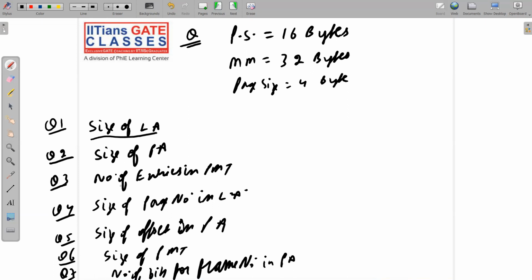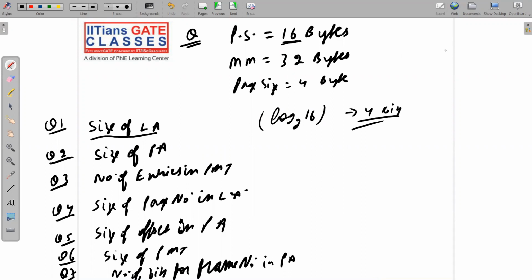What is the size of logical address? That means the number of bits in the address generated by CPU. CPU does not know anything, it will simply say the byte number which it wants to access for the process. The process is of 16 bytes, so I will simply say log base 2 16, that is 4 bits are needed. I think you already know, if we have 16 objects, how many bits will be needed to label these 16 objects? Obviously 4, from 0000 to 1111.